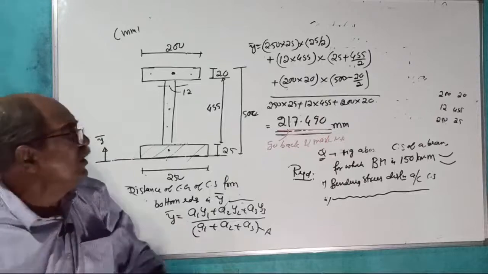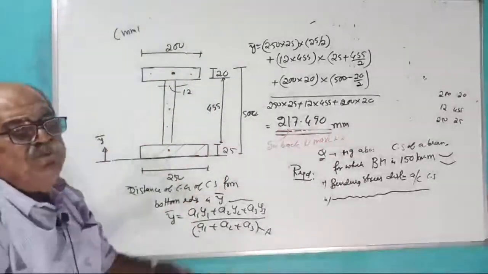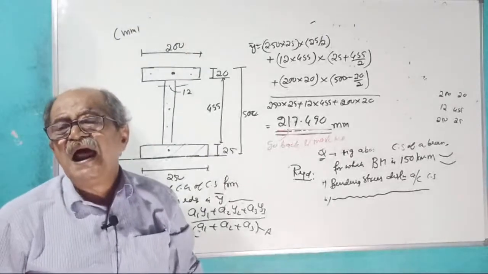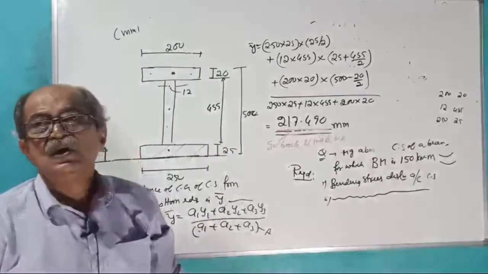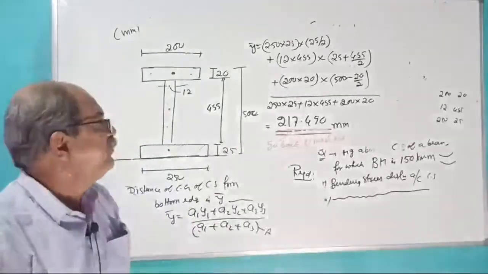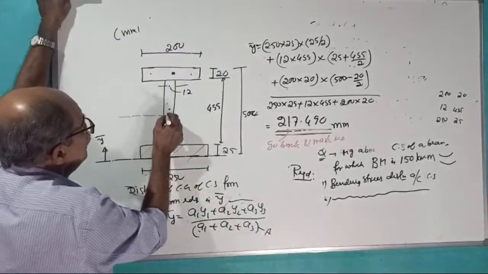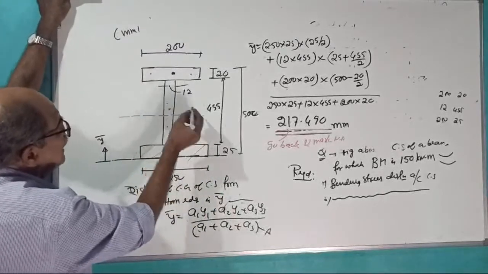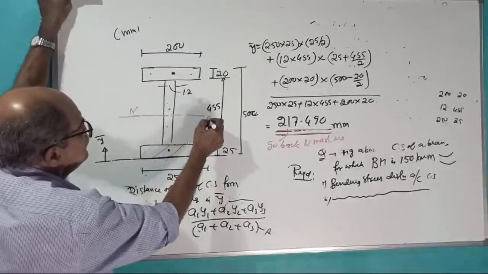192.4. One minute now. What is half of 455? Half of 455 is 200 and... half of 455 is 227.5. Therefore, you should not go up to here, a little down. Clear now? It will not come up to the center here, up to here only. Somewhere here is your neutral axis.